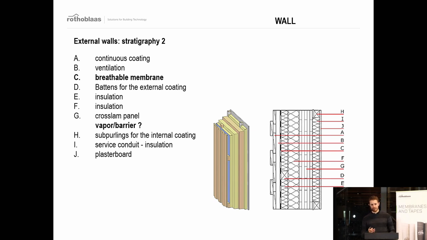And if you have, for example, a CLT wall, it's common sense, and also the producers of CLT say that if you have a CLT with more than three layers, for example five layers, you don't need a membrane for the air tightness, because the CLT wall already makes sure that the air tightness is there.